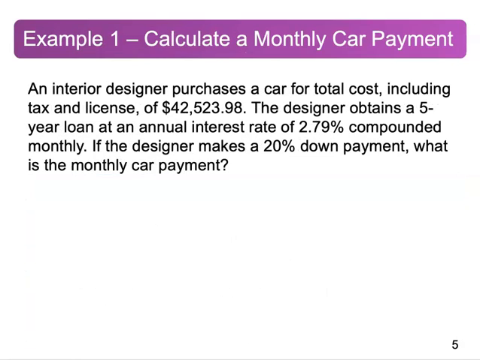So we have an interior designer who purchases a car for the total cost, including tax and license, of $42,523.98. So this designer obtains a 5-year loan with an annual interest rate of 2.79% compounded monthly. The designer is going to make a 20% down payment, and we want to determine the monthly car payment. So let's switch over to Excel and put all of this information into a worksheet for us.